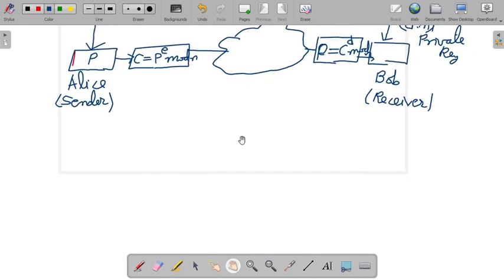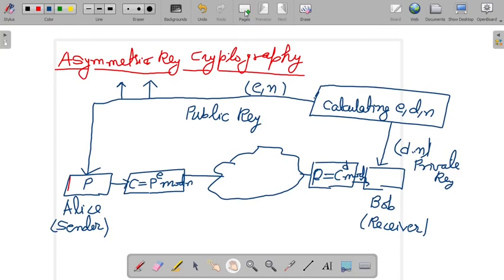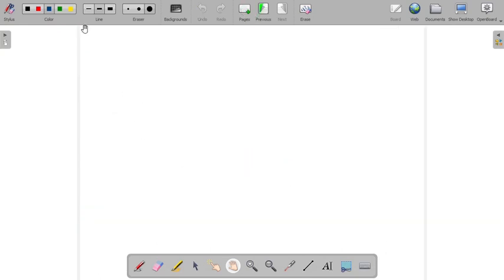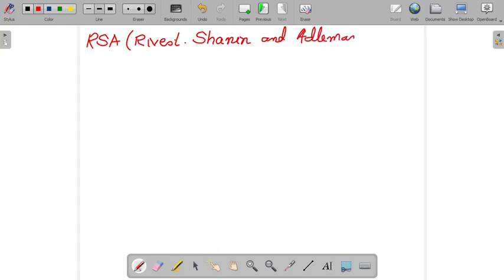So the first asymmetric cryptography algorithm that we will study is RSA. It is a very well known algorithm. R stands for the scientist name Rivest, S means Shamir, and A means Adleman. Okay, so let's see how it works.